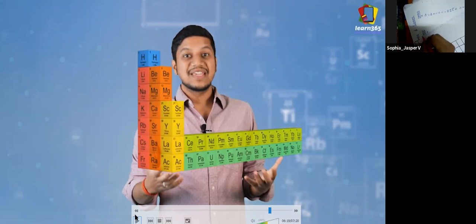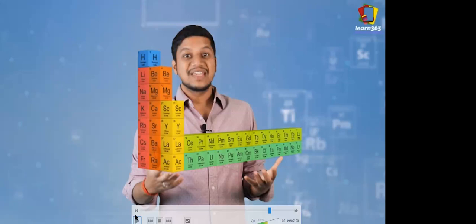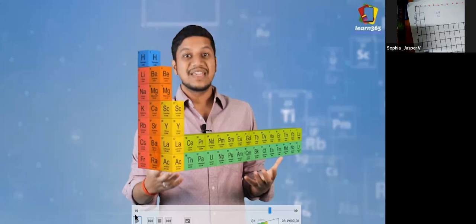In the modern periodic table, we have 1, 2, 3, 4, 5, 6, 7, 8 up till 18. But in the previous periodic table, we classified them into how many groups? Does anybody know? 8. That's right, 8 groups. Groups, I mean from top to bottom.